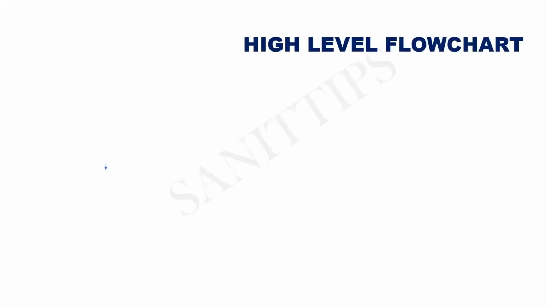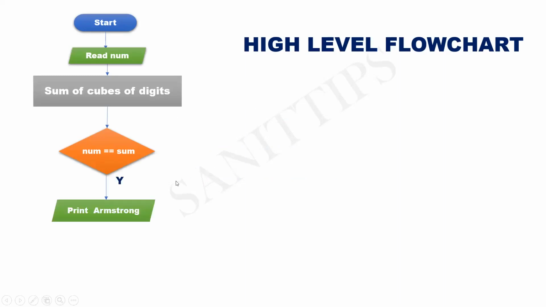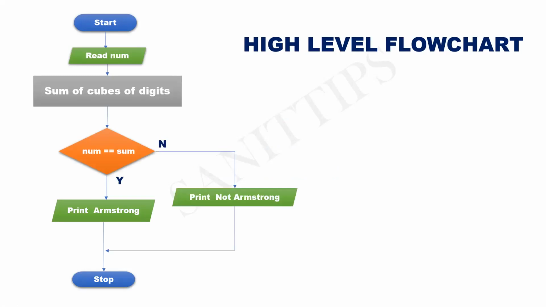Let us see the high-level flowchart first. Start, read number, find the sum of the cubes of its digits. If the number is equal to the sum of the cubes of the digits, then it is an Armstrong number. Otherwise, it is not an Armstrong number. So this is a high-level flowchart. In this flowchart, we need to replace this part with the specific steps to find the sum of the cubes of the digits.